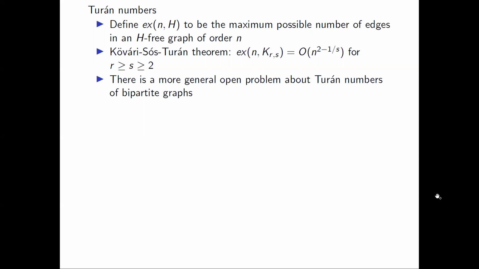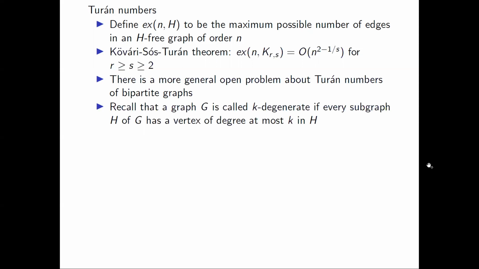There's a more general open problem about Turan extremal functions of bipartite graphs. And it's related to another concept that we discussed in an earlier video, which is degeneracy. And just to recap, we call a graph G k-degenerate if every subgraph H of G has a vertex of degree at most k in H.